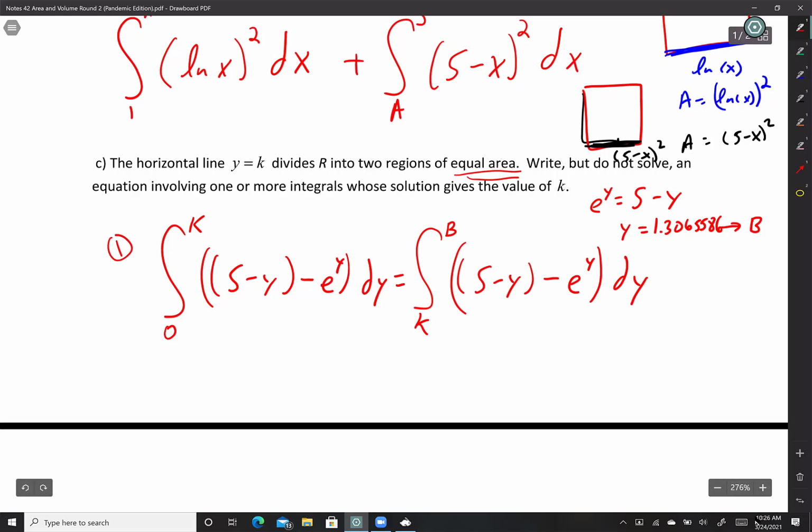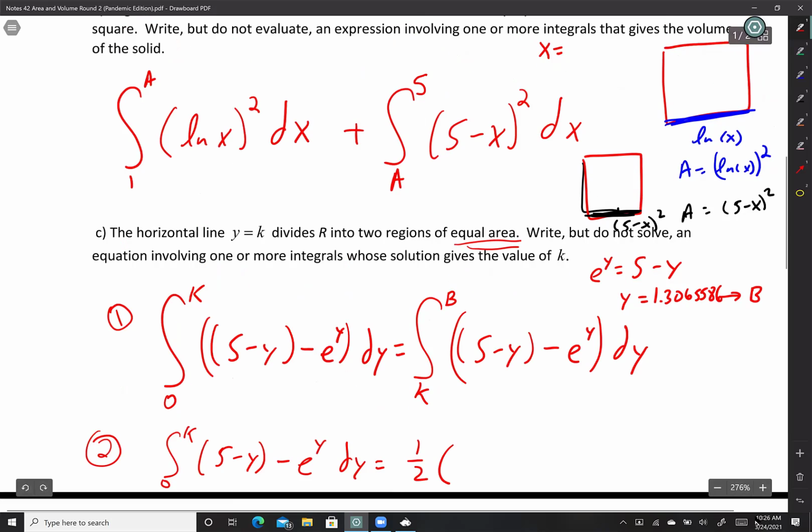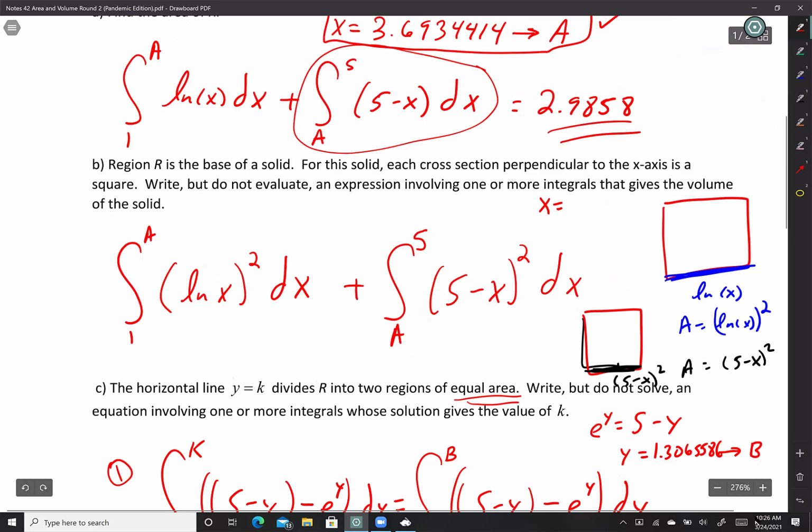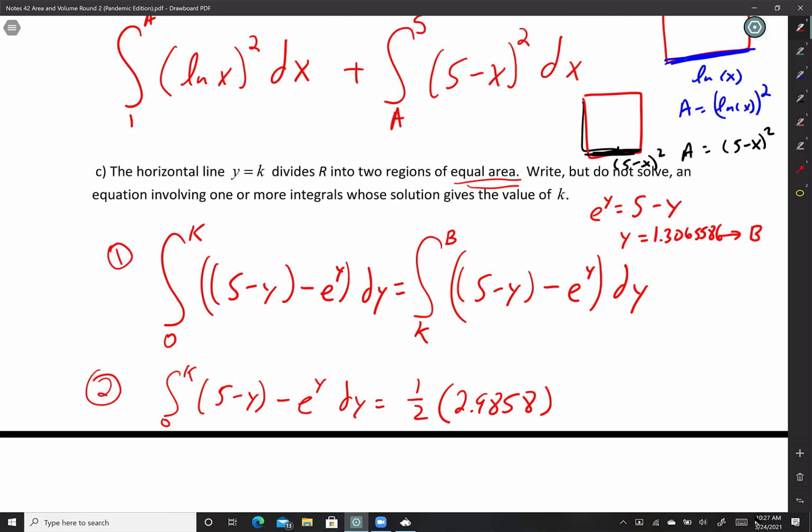This is one of them. There's many. If you don't like that, you could have done this. You could have said integral from 0 to k of 5 minus y minus e to the y, dy equals half of 2.9858. Could have done that. You could have also done the other one, k to b, 5 minus y minus e to the y equals half of that. And I'm sure there's other more clever ways to write this out.